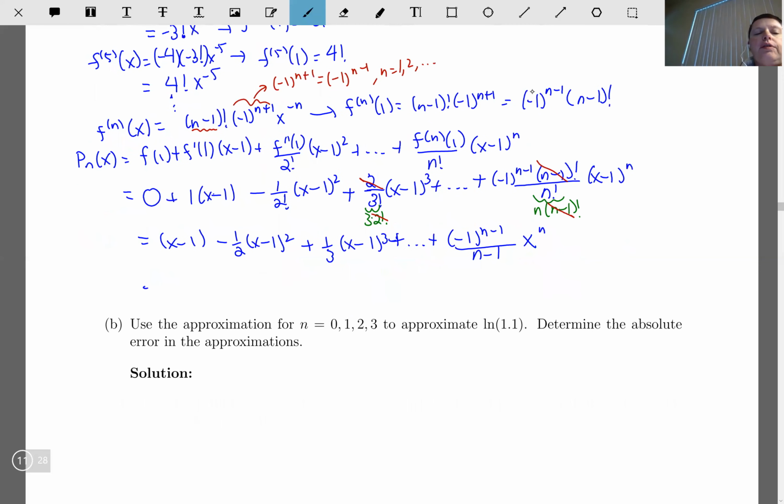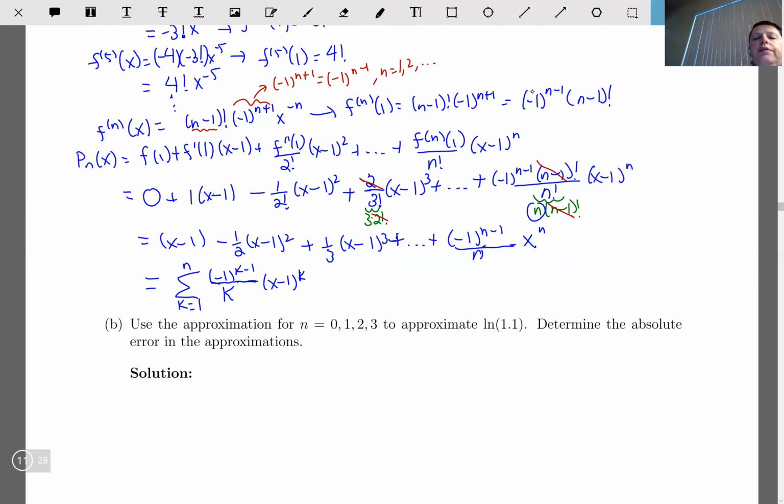And we can write this in sigma notation, with k equals 1 to n. So we have a negative 1 to the k minus 1 divided by, wait a minute, I lied, that's an n, isn't it? It's always good to actually keep track of your own work. Divided by k, x minus 1 to the k.